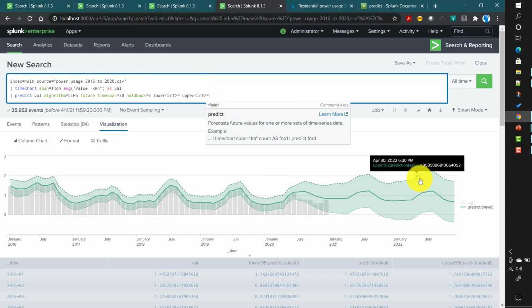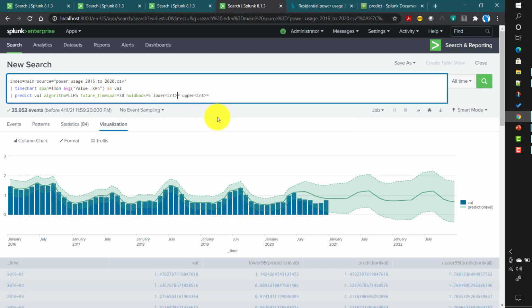Now by default, as I said, it is calculating the 95% confidence level. So you can do it for 90th as well. In that case, after lower you need to give 90, and you can give the name of the field as well. Currently, for the 95% confidence level it was creating a field called lower95 then prediction val. So you can give some name, let's say lower 90 underscore predict.